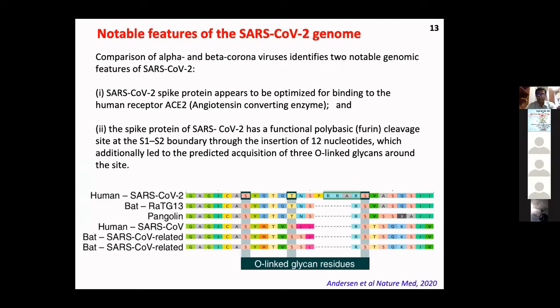And the other notable feature is the functional polybasic furin cleavage site right at the junction of the S1-S2 boundary of the spike protein, through the insertion of 12 nucleotides or four amino acids. Here we can see the sites of the O-linked glycans, that is, sites for glycosylation. This furin cleavage site is absolutely specific for SARS coronavirus 2. This site is not there in any other coronaviruses. So these are the two notable features, and let's see what these features tell us.